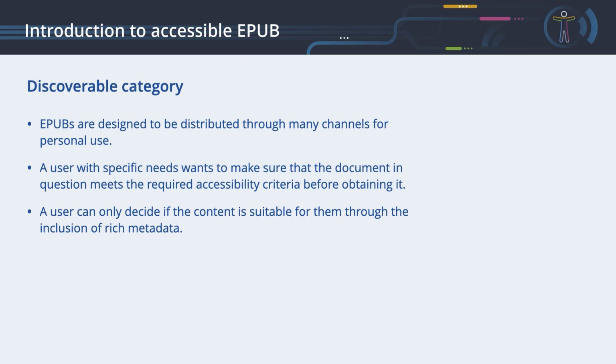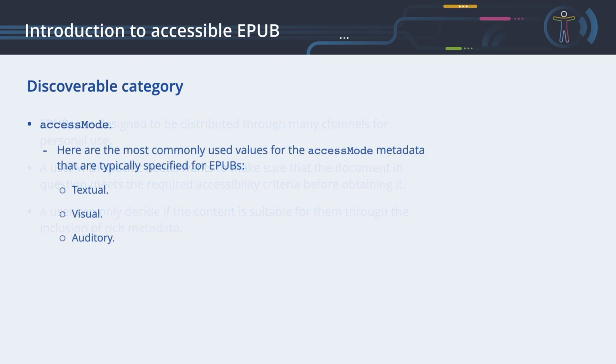A user with specific needs wants to make sure that the document in question meets the required accessibility criteria before obtaining it. A user can only decide if the content is suitable for them through the inclusion of rich metadata. Every discoverable EPUB must include the following accessibility metadata. The access mode metadata.